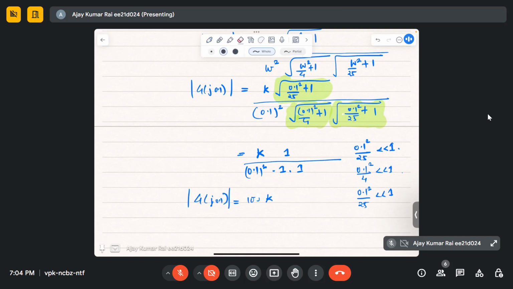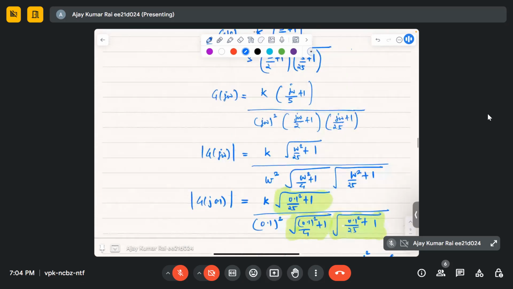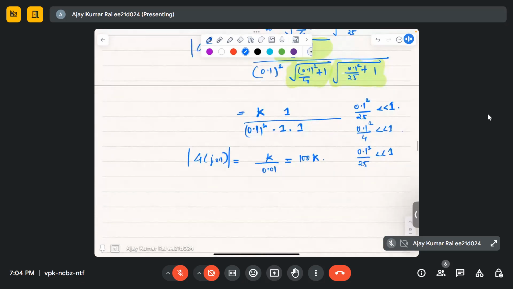So how have I written 100k? In the denominator it was 0.01. So what can I write here? 100k, right? And in dB it's given as 80. So let's convert this into dB. This is 20 log of 100k. We are given this 80 dB, right? So let's find out the value of k here.